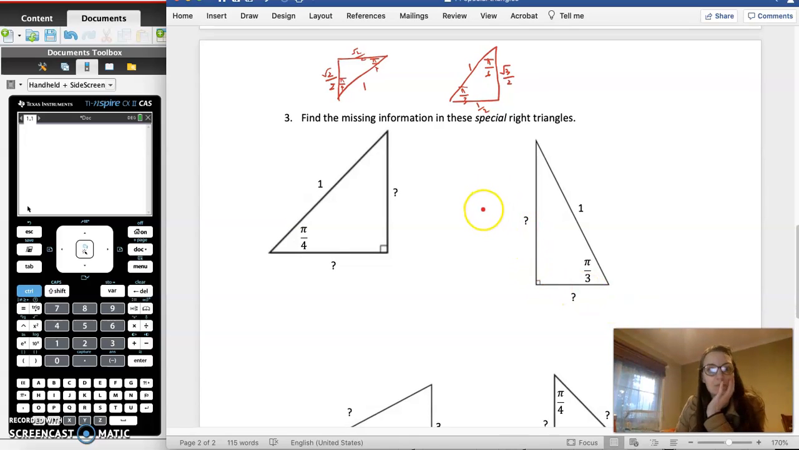Okay, so this one here. Out of our special triangles, this is this one, because we've got our pi on 4. So if that hypotenuse is 1, then these question marks must be root 2 on 2. Okay, this one is this special triangle. So here's our pi on 3. That's 1. This has to be 1/2 down here. And this is going to be root 3 on 2.